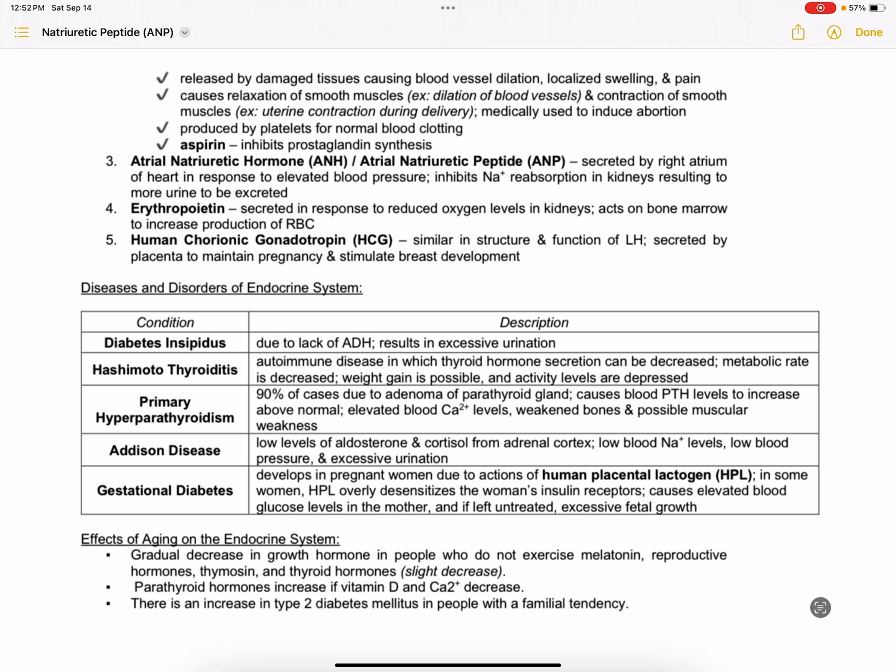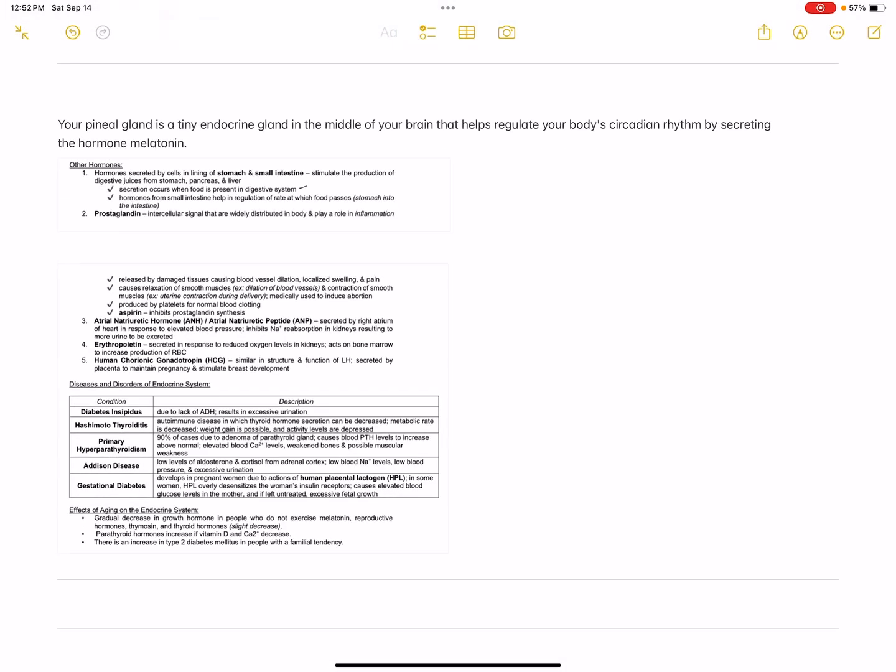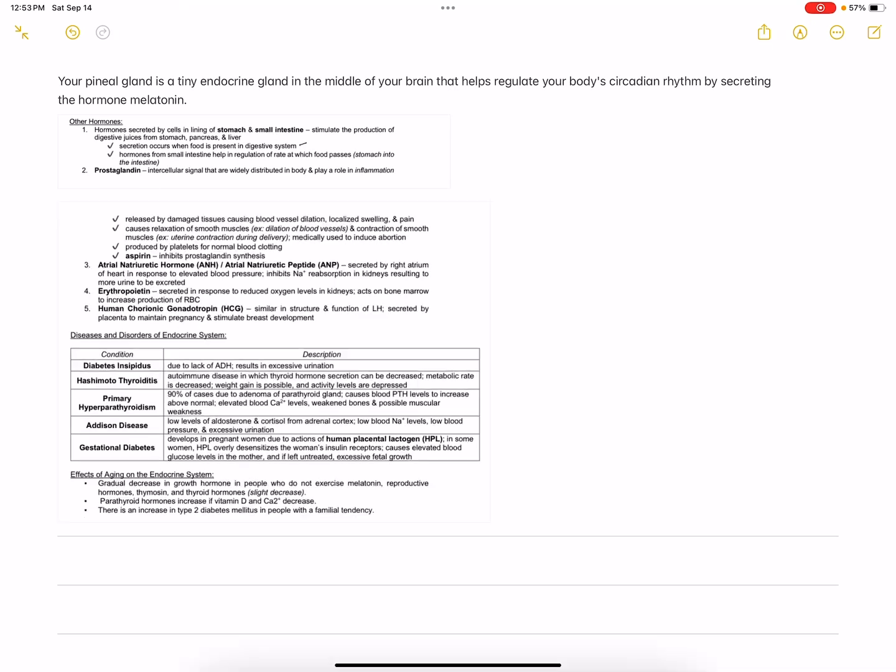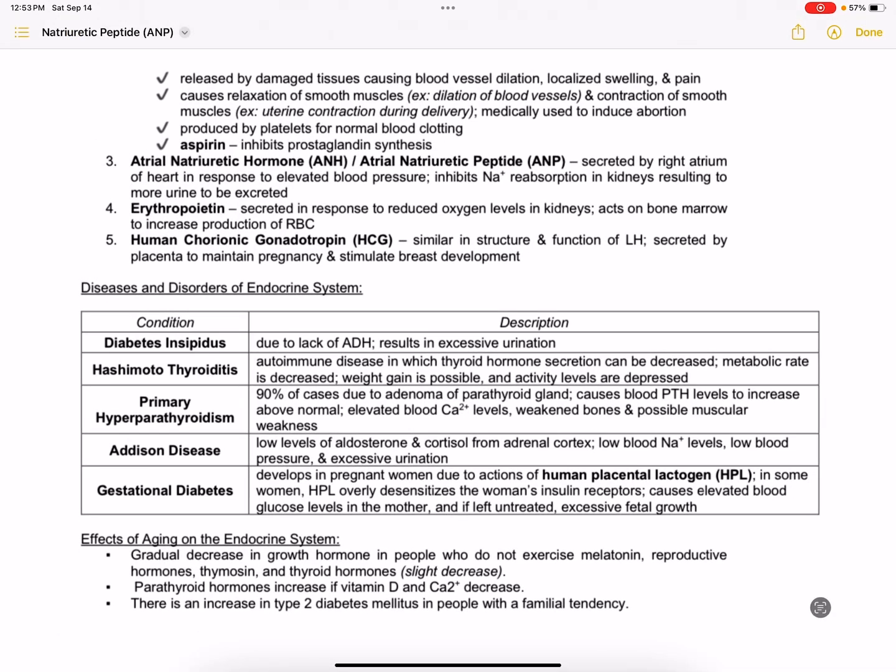Number 3 is atrial natriuretic hormone or ANH, atrial natriuretic peptide ANP, secreted by the right atrium of the heart in response to elevated blood pressure. It inhibits sodium reabsorption in kidneys, resulting in more urine to be secreted.